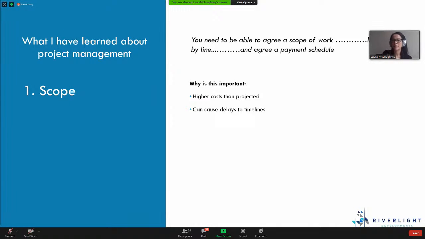It can also add delays to the timelines. I've had this where the scope wasn't incredibly clear. And therefore, when we had to go and retrofit something because we didn't think that we needed to do that, it added on to the time of the project. So already now we're delayed and nobody's happy.